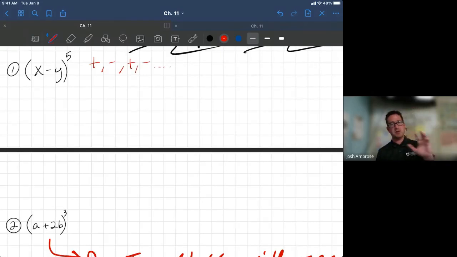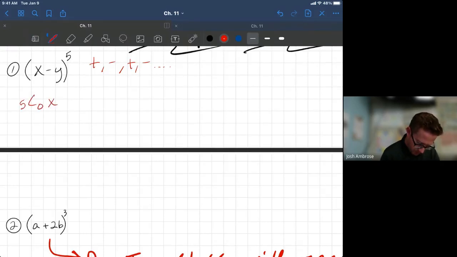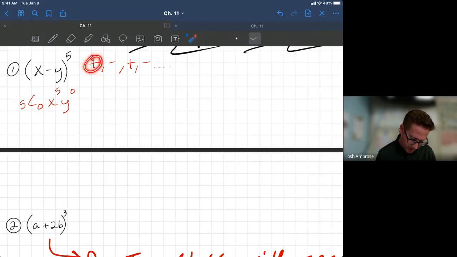Okay, so that's the order of our signs that we have in there. So let's start with the first one. We're going to have a 5 combo 0. First term brought to the full 5th power. Second term to the 0 power. And by the way, when I say positive, negative, I'm talking about the whole expression.